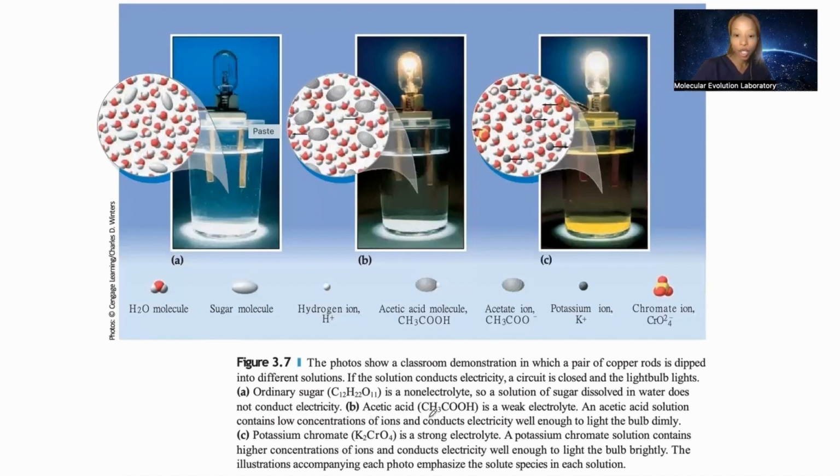B is showing acetic acid, CH3COOH, which is a weak electrolyte. An acetic acid solution contains a low concentration of ions and conducts electricity well enough to light the bulb dimly. Potassium chromate, K2CrO4, is a strong electrolyte. Potassium chromate solution contains a higher concentration of ions and conducts electricity well enough to light the bulb brightly. The illustration accompanying each photo emphasizes the solute species in each solution. So here we can see sugar, a non-electrolyte, acetic acid, a weak electrolyte, and potassium chromate, a strong electrolyte.